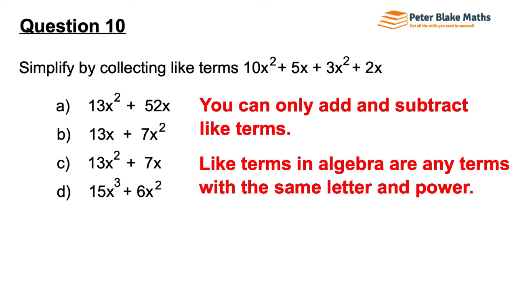And we've got a 5x and a 2x, so they've both got the same letter and power as each other, so we can merge those two. So we can't certainly mix up all these together. So 10x squared plus 3x squared makes 13x squared, and 5x plus 2x is 7x. So we'll end up with that answer C there. 13x squared when we merge the x squared terms together, plus 7x when we merge those two together.